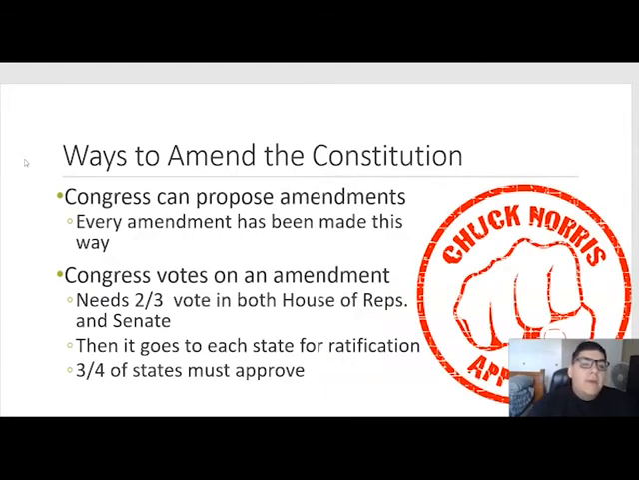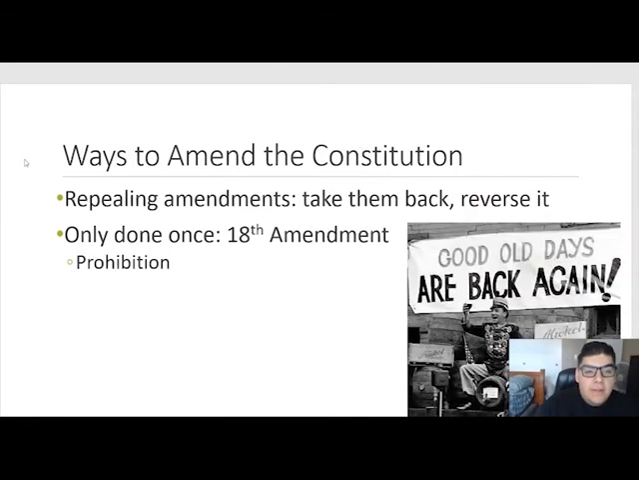So the way to amend it is that Congress can propose amendments. Every amendment has been made this way. Congress votes on an amendment, and it needs 2/3 of votes in both the House of Representatives and the Senate. Then it goes to each state for ratification. 3/4 of the states must then approve. So, difficult, but not too difficult.